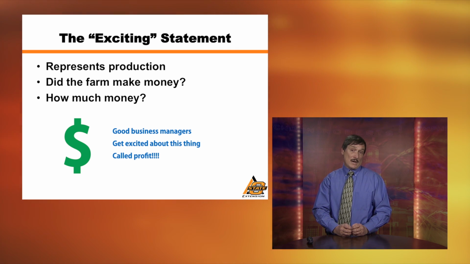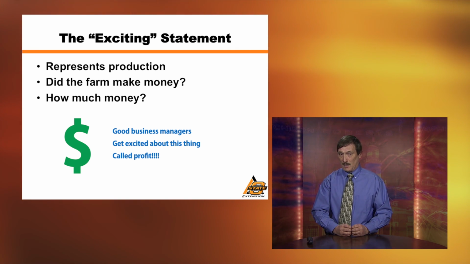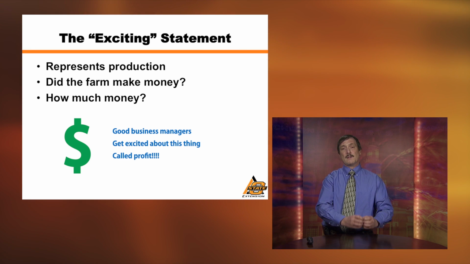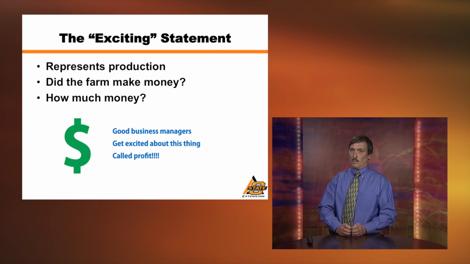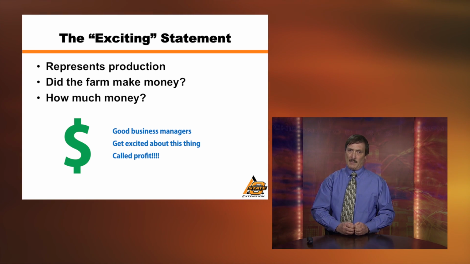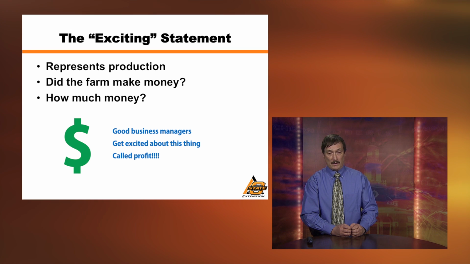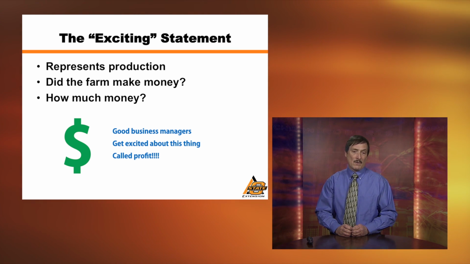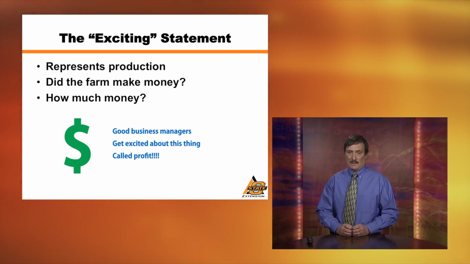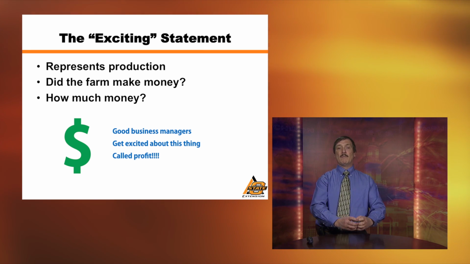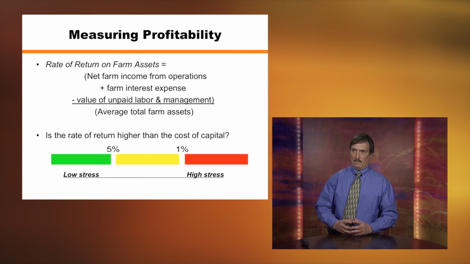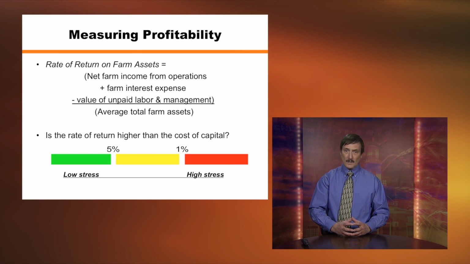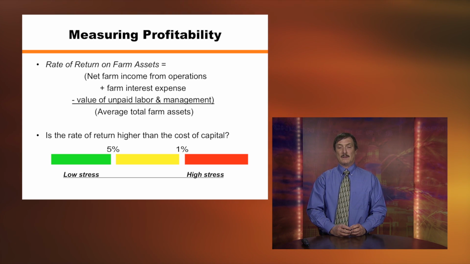The other thing that we get excited about in agriculture is producing stuff. So we've got two things to get excited about in the income statement. Number one, it represents what we produced, and we all get excited about being good producers. The income statement represents the value of what we produced, and it tells us whether we made money, whether we made profit, and how much profit we made. Many different measures can be derived from the income statement to help explain how much money we made.